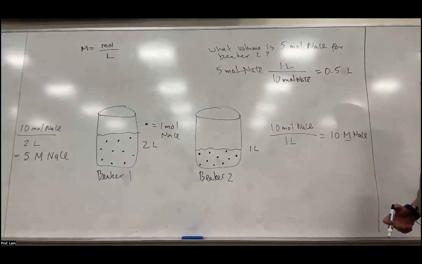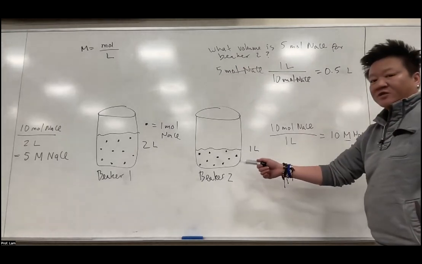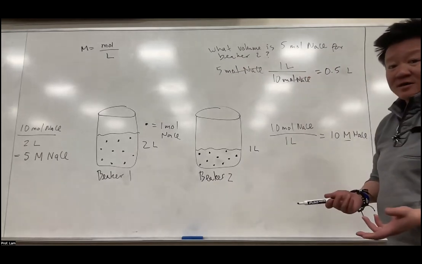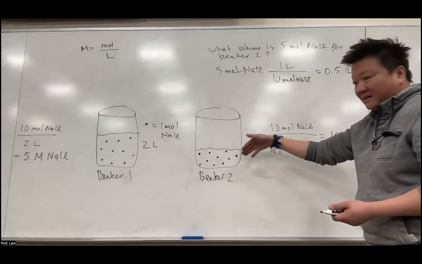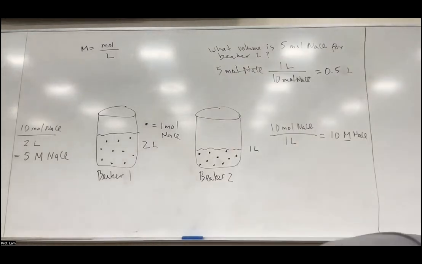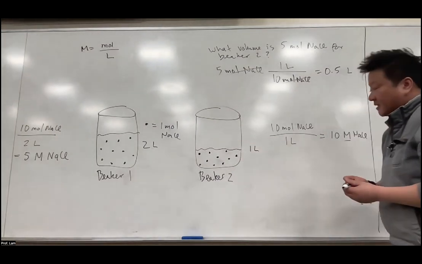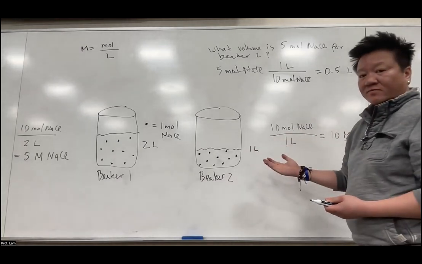Okay. All right. So what are we saying? We're saying I have to drink half a liter of solution of beaker 2 in order to drink 5 moles of NaCl, because I obviously can't pick those out. It's dissolved in there. So I have to measure by volume. So I know that since it's homogeneously mixed, if I drink half a liter, I will drink 5 moles of it.